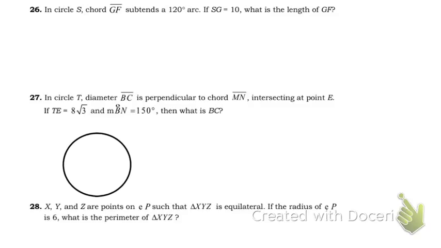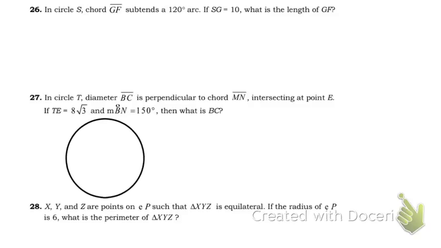So first of all, I have circle T. So let's start with circle T. All right, we have circle T. And then it says diameter BC is perpendicular to chord MN. So we're going to draw BC. Well, we know BC is a diameter, so it's got to run through the center. This is my diameter BC.